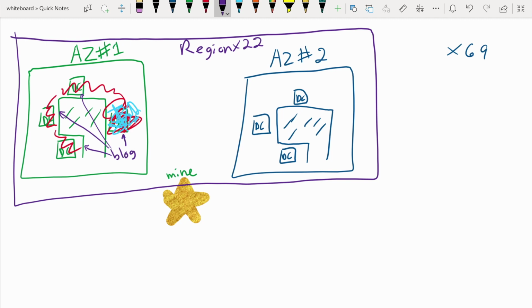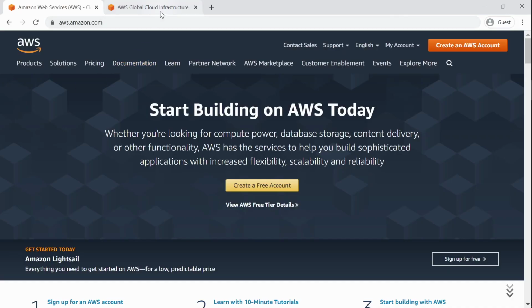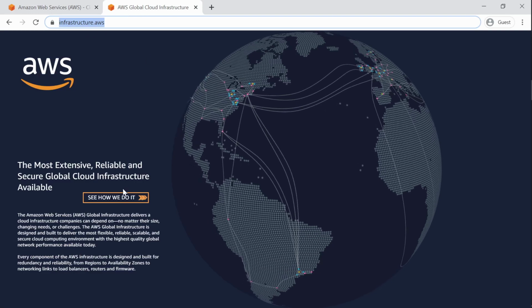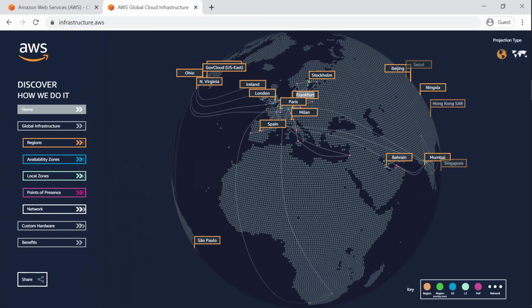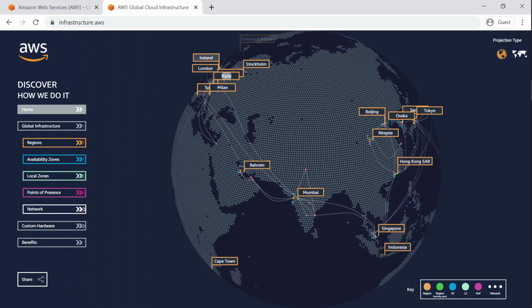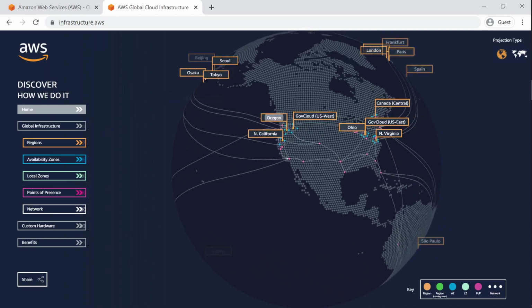Okay, I'm kind of curious, Jon. Can we take a look at a website that might show us some of this stuff? Absolutely. Here's an example of a website that can do that. It is infrastructure.aws. And as you can see here, there are 22 regions, like I said, and they are all in orange. All of those little orange boxes as you see them there.